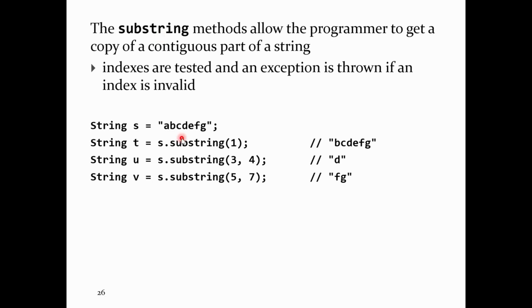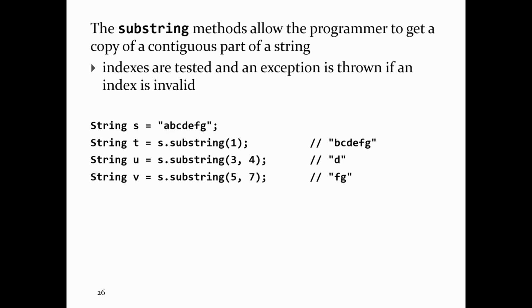So if my string is the seven characters A, B, C, D, E, F, G, then you can ask for the substring starting at a particular index going to the end of the string. If you pass in one index, that's the starting index. So the substring starts at 1 and goes to the end of the string. It starts at B and goes to the end, so you get B, C, D, E, F, G.